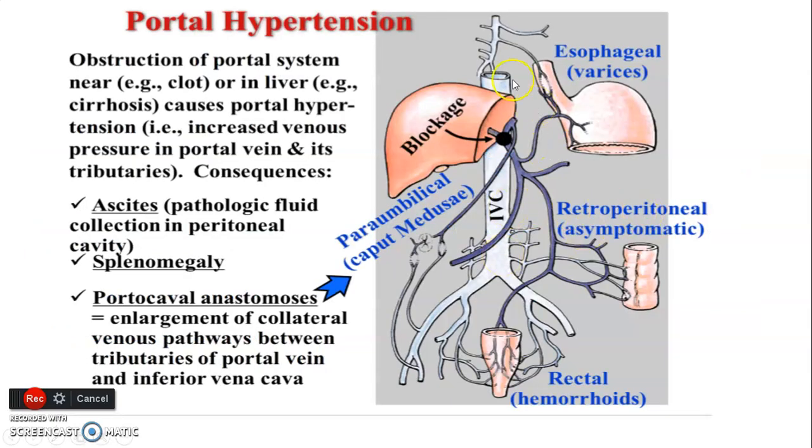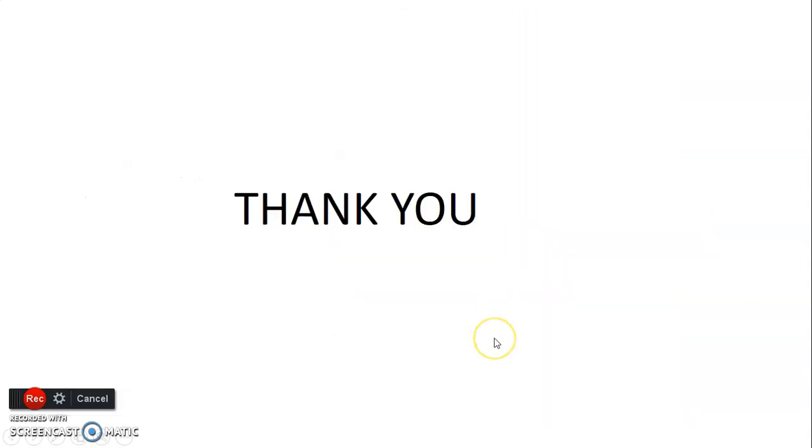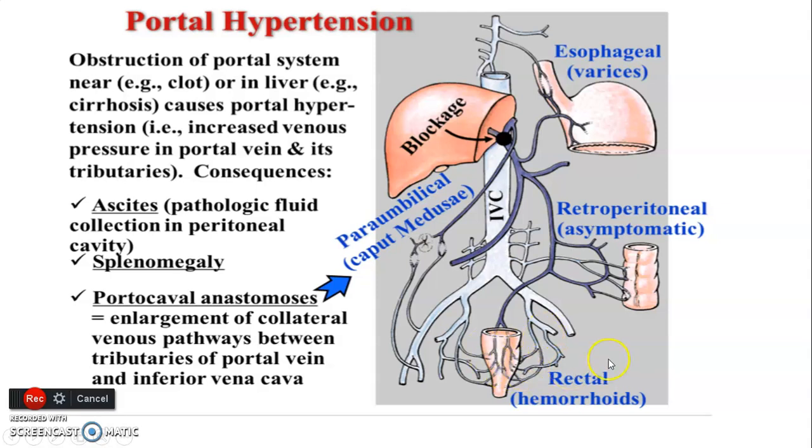So this diagram just shows you at the lower esophagus you can get esophageal varices, and at the rectum you can get rectal hemorrhoids. Thank you very much.